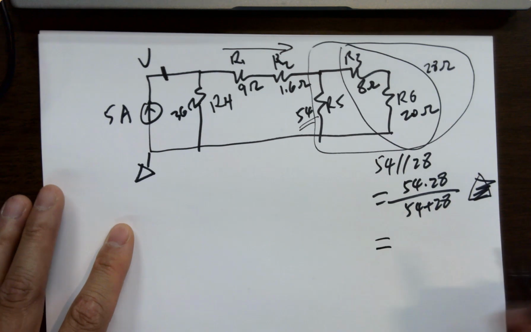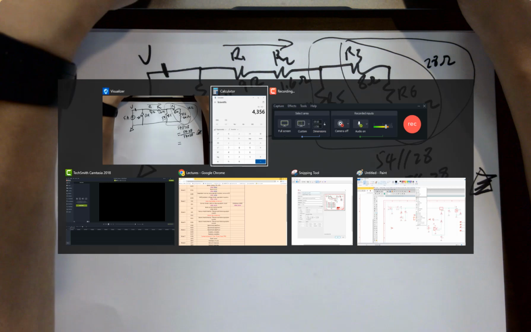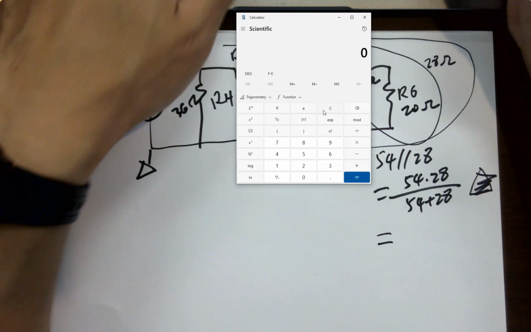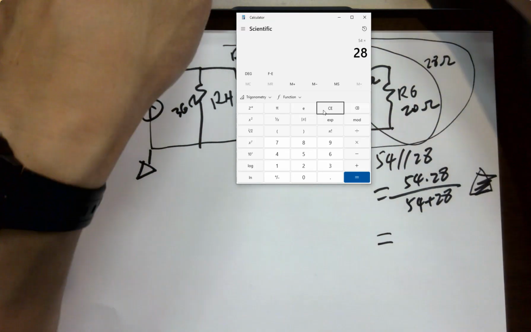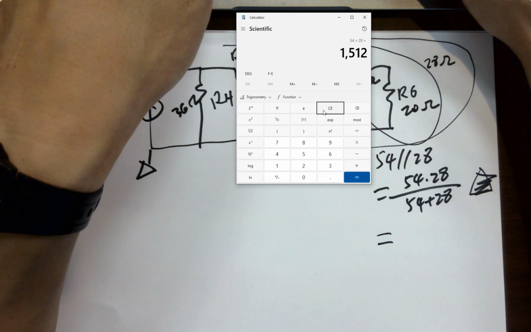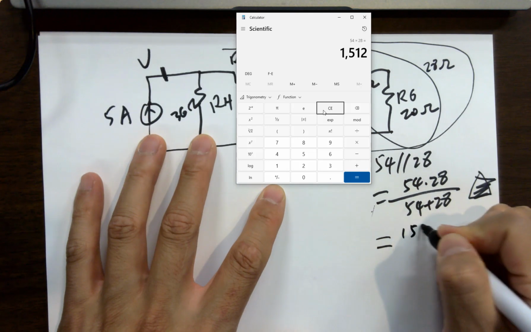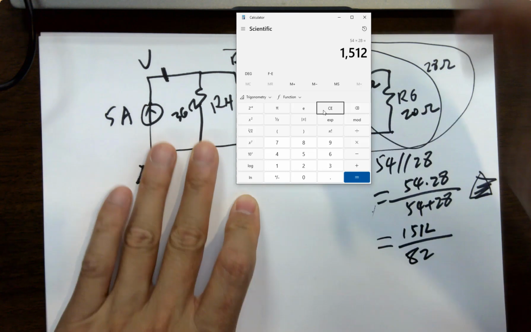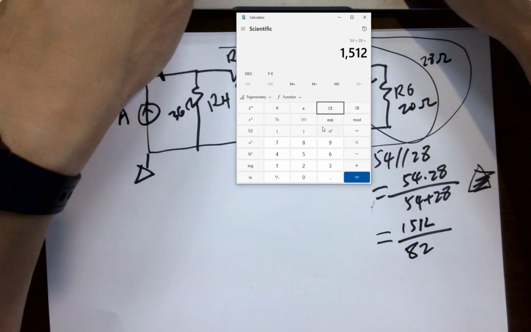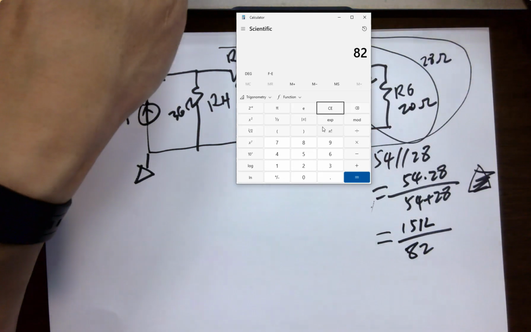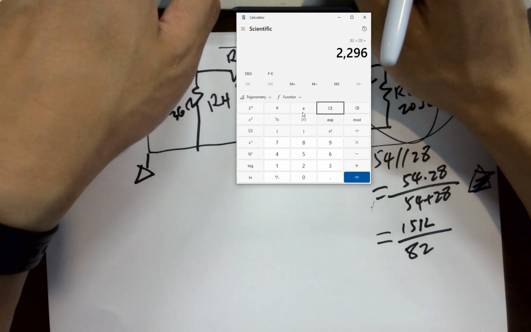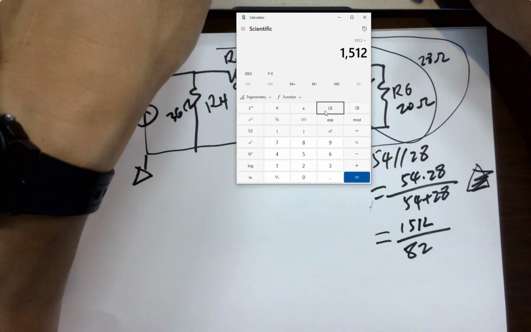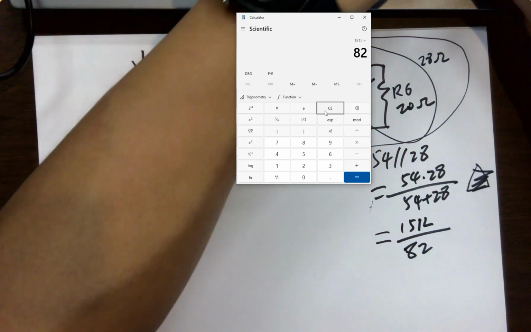So this will give you 54 times 28, 1512 over 82. Wait, multiply. 1512 divided by 82.